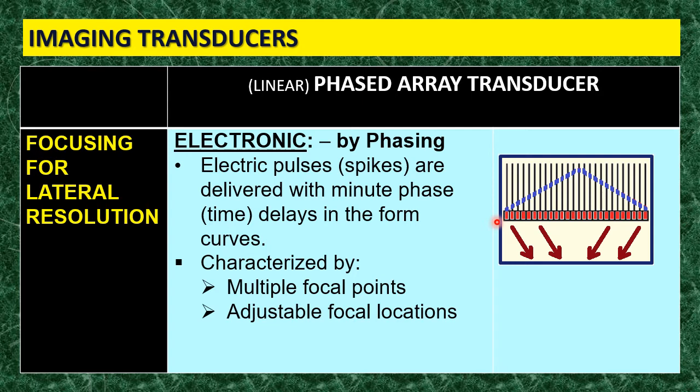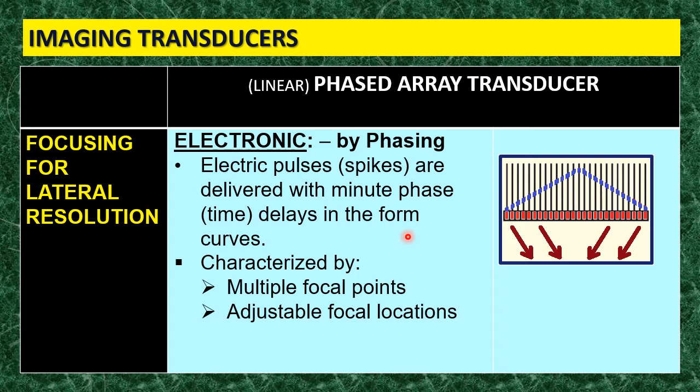The first pulses will be delivered to the far ends of the array. How about the center? It will be the last to deliver. What happens? The sound pulse that is delivered will have a focal point in the center here. So again, these electric pulses or spikes are delivered with minute phase time delays in the form of curves. So steering is in the form of slopes, focusing is in the form of curves.